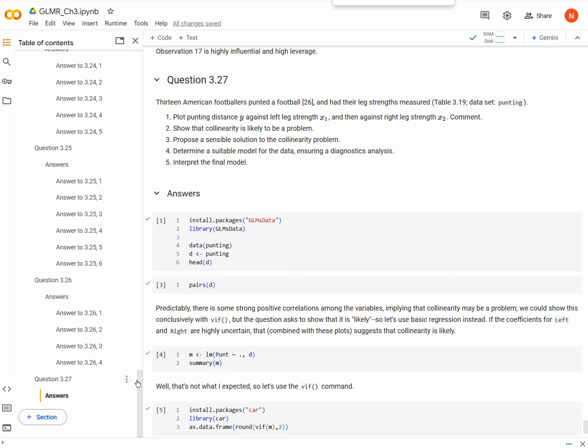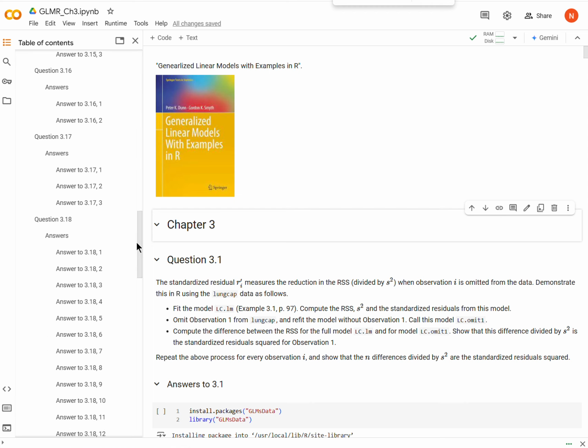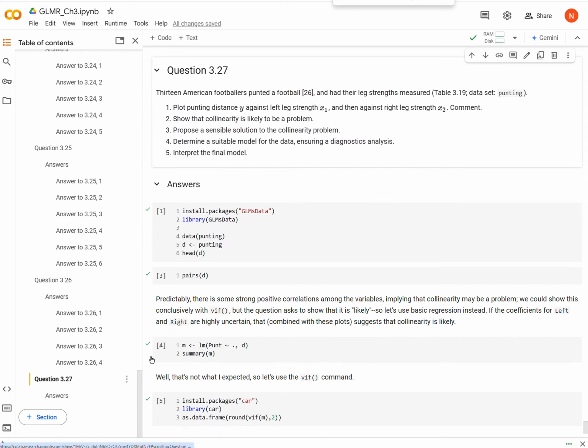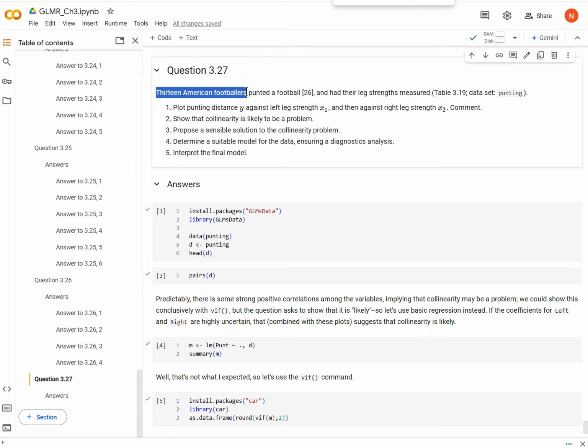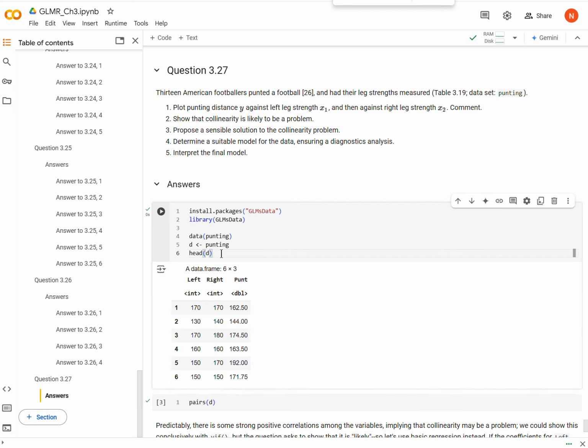This is Generalized Linear Models with examples in R, Chapter 3, question 3.27. We have 13 American footballers who punted a football and had their leg strengths measured. Again, this is in a data set called punting, and so we're going to do some things with this. Let's first look at what the data looks like.